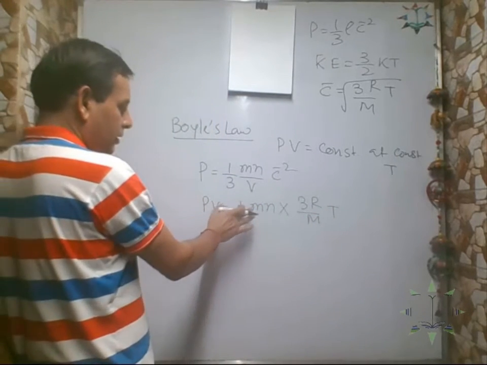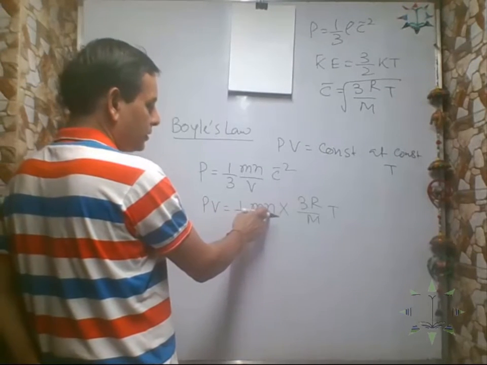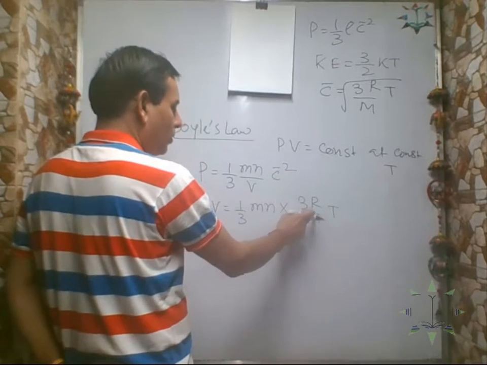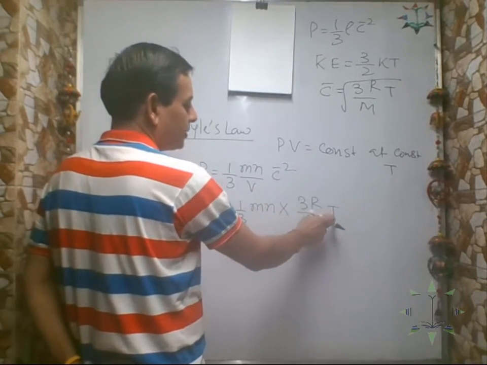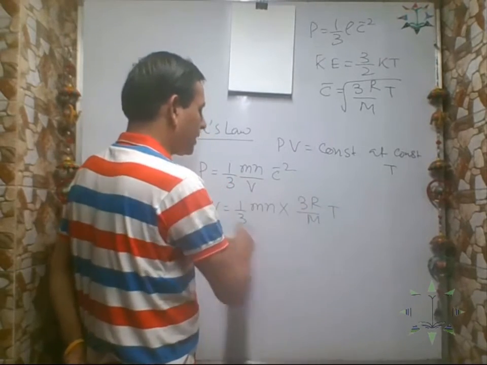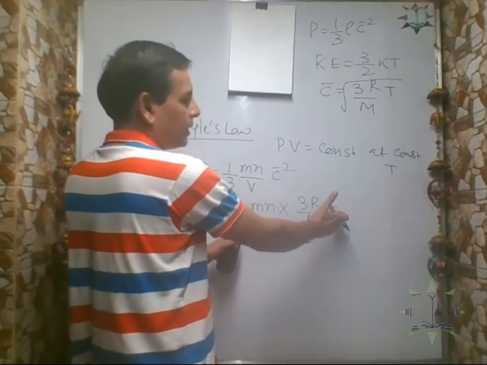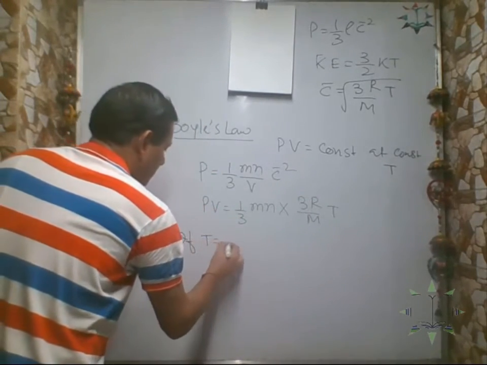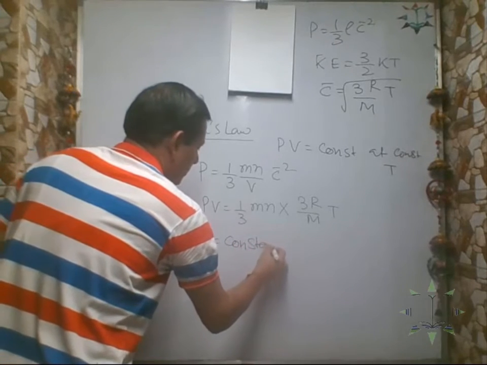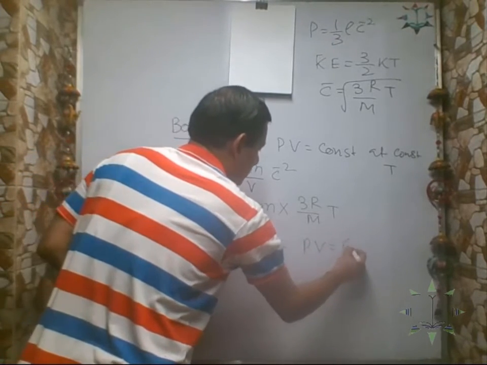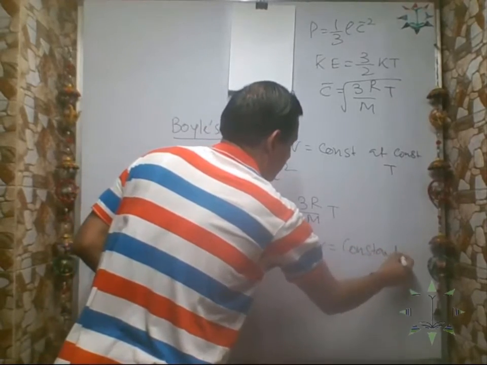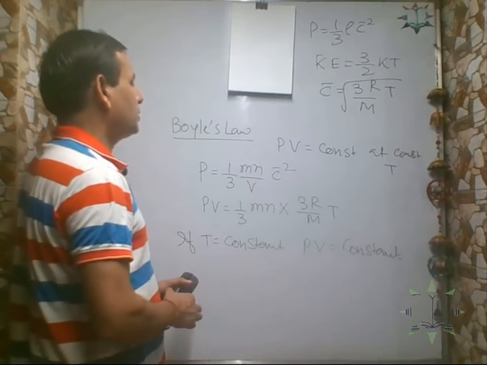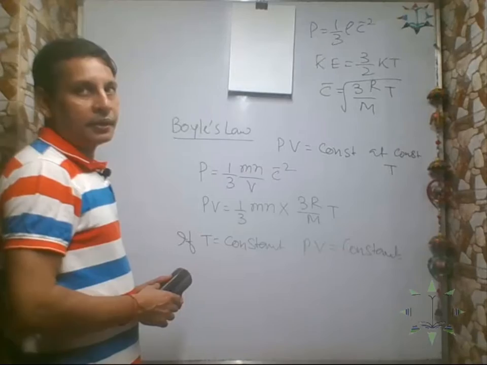Here, this is the mass of each molecule, this is the number of molecules, this is the universal gas constant, this is the molecular weight. All the right hand side is constant except T. If you keep T constant, then the entire right hand side expression is constant. So if temperature is constant, then P into V equals constant. This is what is called Boyle's law. So we can prove Boyle's law using the pressure exerted by the gas.